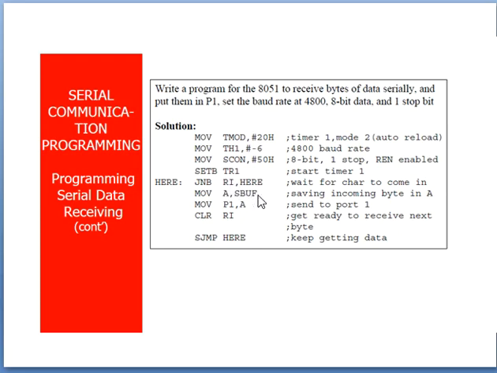Then whatever character is loaded onto SBUF is taken into the accumulator. Then the character taken from the accumulator is loaded to P1. Then again we are going to clear the RI register. Clear the RI register, in the sense we are ready for the next character to be received. So this is how the program is going to be executed.